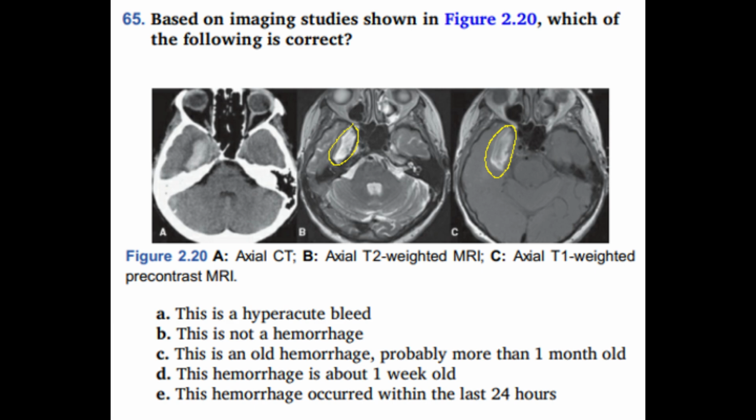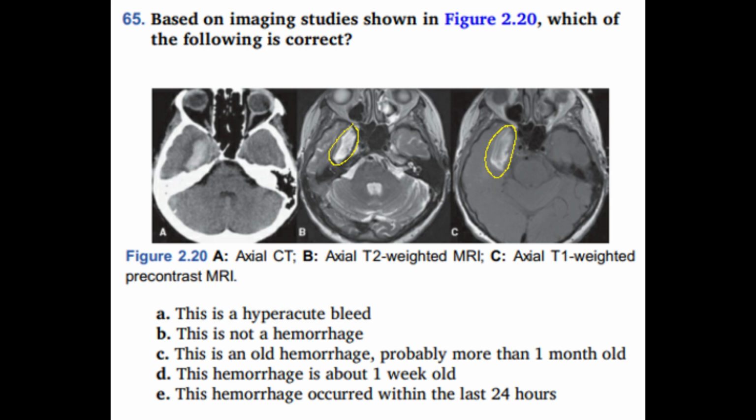Let us take a look at our options. A, this is a hyperacute bleed. Now this is false because we know that in hyperacute bleed, the T1 is normal and the T2 is bright. B, this is not a hemorrhage. And now that is false. This is a classic hemorrhage.